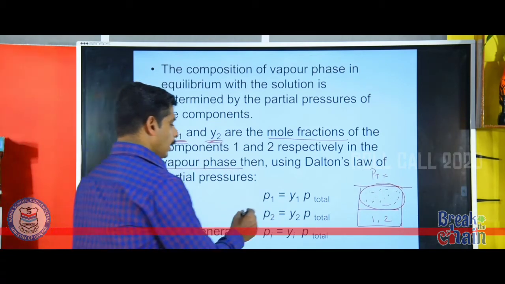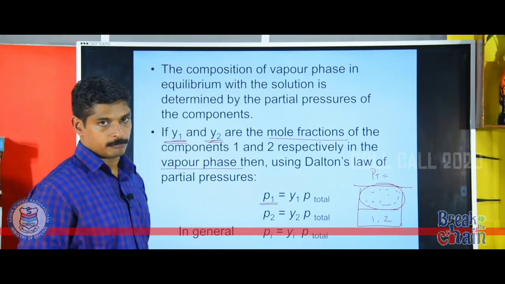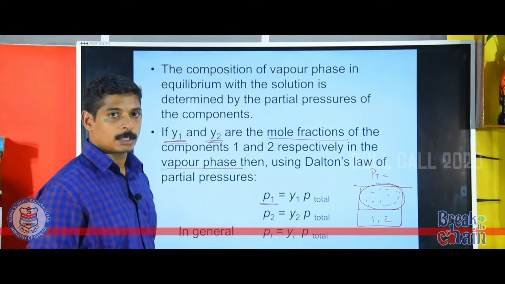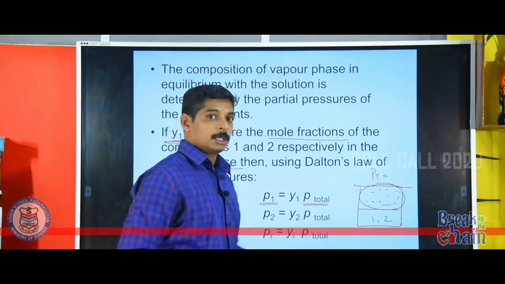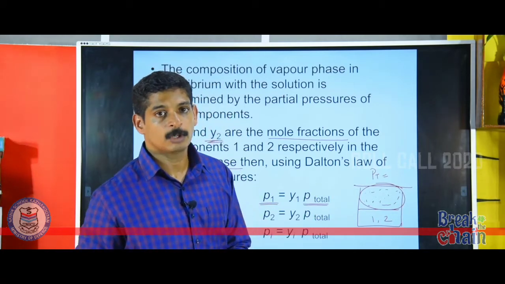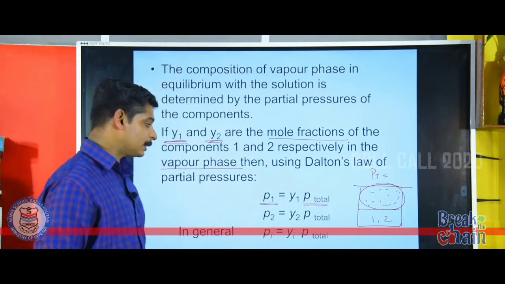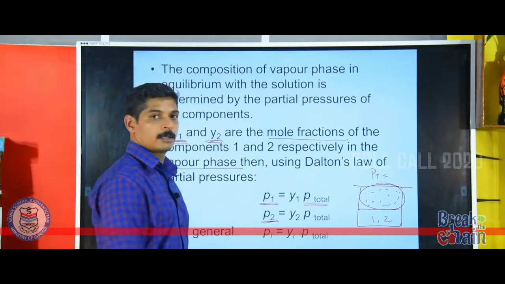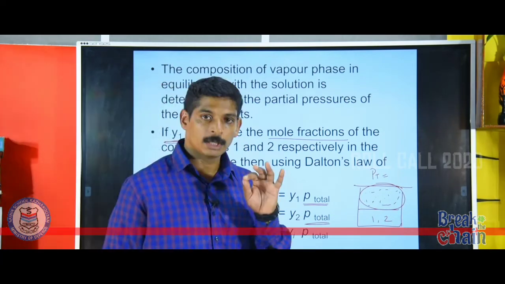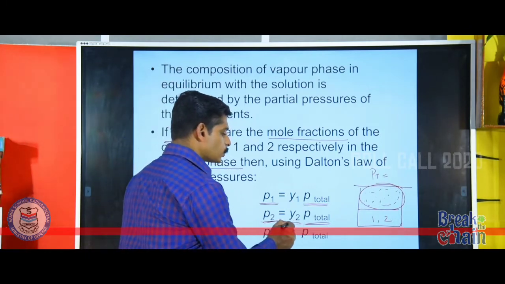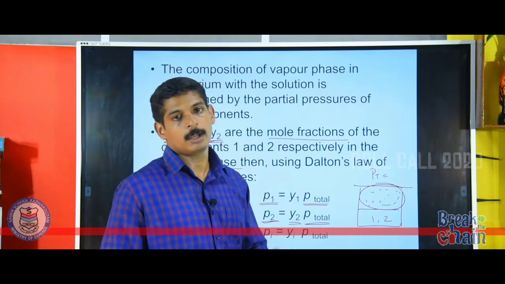You know that P1, what is P1? It is the partial pressure of component 1 in the vapor phase. It will be equal to the total pressure, that is P total, into the corresponding mole fraction. What is the mole fraction of component 1? Y1. So P1 equals P total into Y1. Similarly, P2 is equal to the total vapor pressure of the solution into Y2. What is Y2? Y2 is the mole fraction of component 2 in the vapor phase.